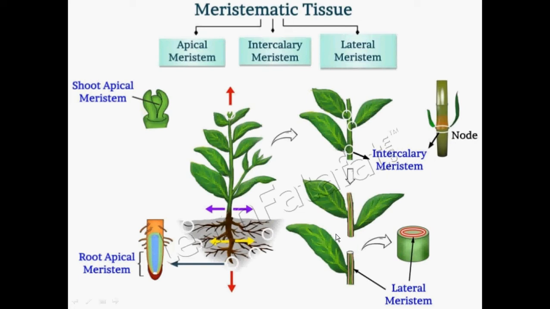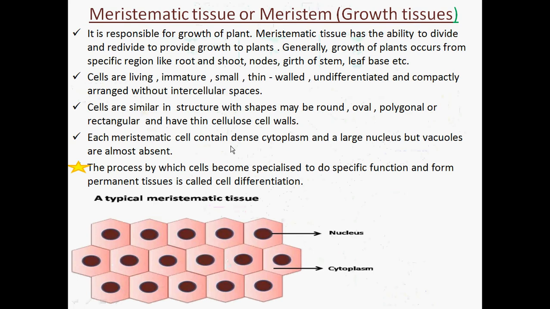So if we cut this cross section in this diameter way, if the thickness of the plant grows, such growth is known as lateral meristematic tissue growth. It is responsible for the growth of the girth of the plant. So now students, we are going to study in detail what a meristematic tissue, or the meristem, or the growth tissue is. We also call it a growth tissue because it is responsible for the growth of the plant.